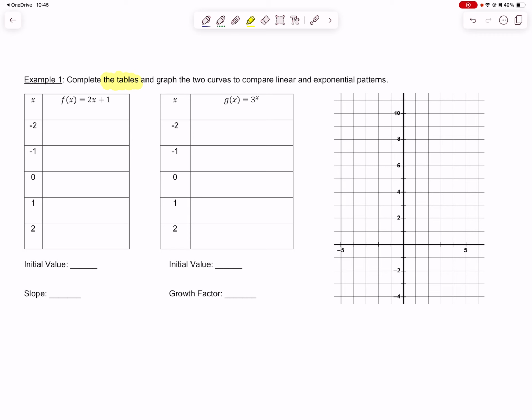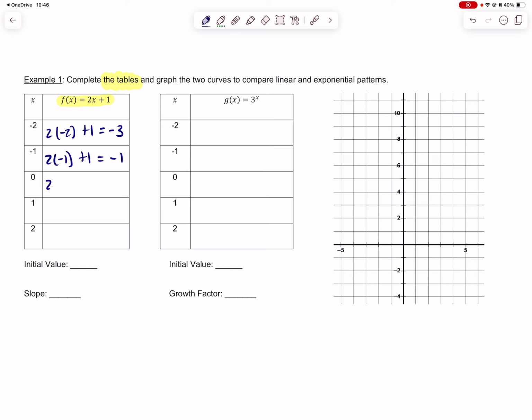So to start, over on the left, we have f of x equal to 2x plus 1, and to fill in this table, we want to replace our x with these different values that we have been given. So first, we have x equal to negative 2, so we're going to have 2 times negative 2 plus 1. That gives us negative 4 plus 1, which is negative 3. Then we have negative 1 for x, so 2 times negative 1 plus 1. This ends up giving us negative 1.